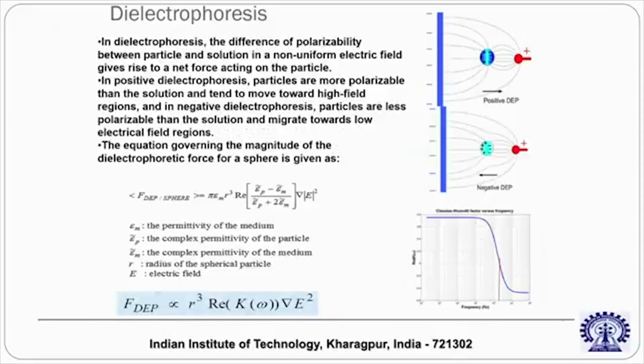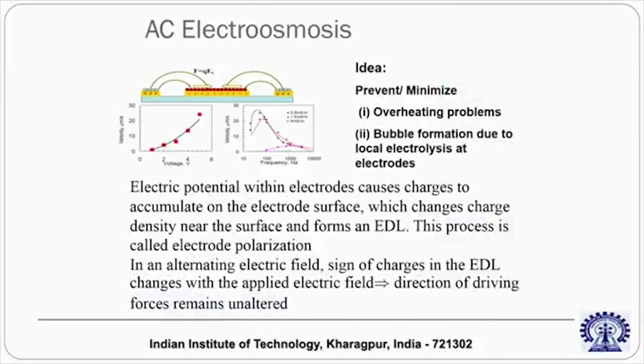There is also a terminology called dielectrophoresis where the difference in polarizability between a particle and a solution in a non-uniform electric field gives rise to a net force on a particle. So, the two things are required, one is non-uniform electric field, second is the difference in polarizability of the particle and the solution. So, by using this you can actually apply a force and make a particle move.